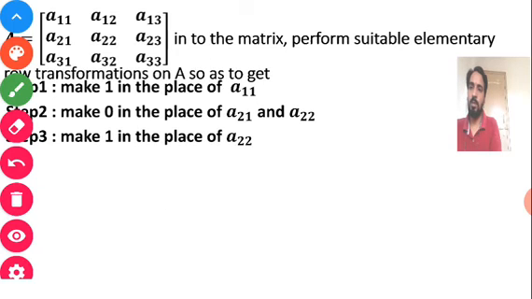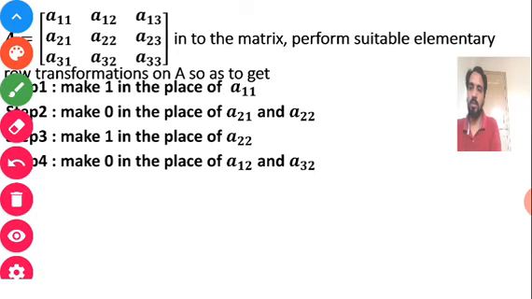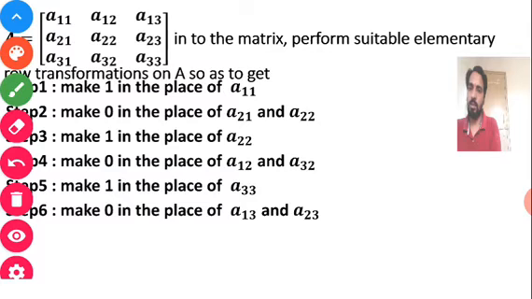Next is make 1 at A22 and then 0 in the place of A12 and A32, above and below. Then A33 as 1, and then A13 and A23 as 0. So again I am saying, just make it correct: this A22 is not correct here. This is going to be A31. A31 should be here.